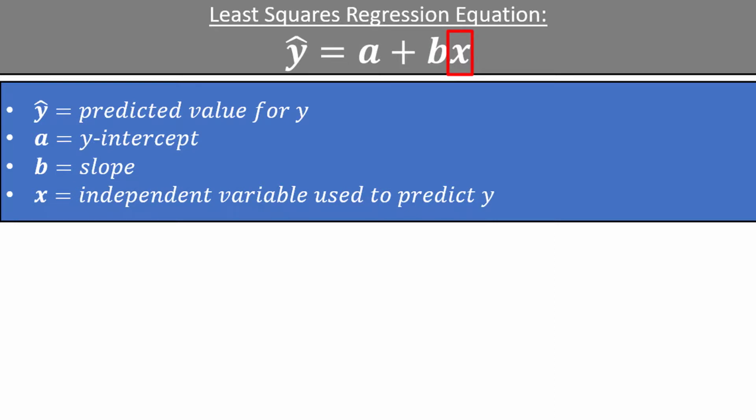The reason we have y hat instead of y is because the least squares regression equation is not perfect. We use the equation to predict y, and we call our prediction y hat, but our prediction will usually be a little bit off, which is why all of the dots on a scatterplot do not fall exactly on the least squares line.